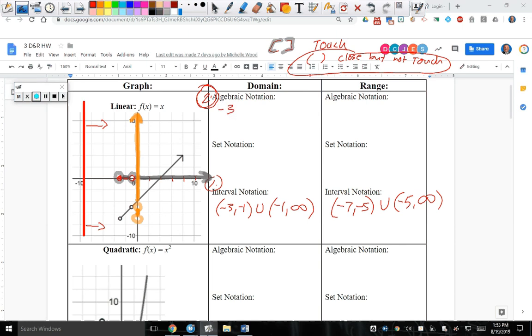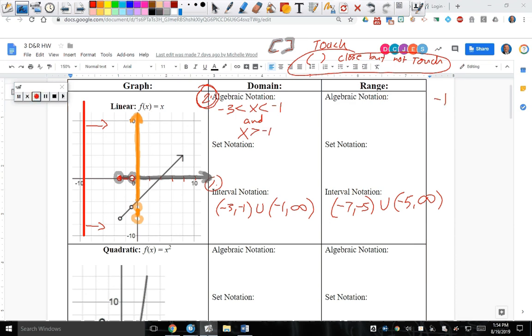-3 is less than x, which is less than -1. Perfect. Why did we not put equals? Because it's parentheses and not brackets. Brackets are touching, just like equals is touching. Okay? And then we're going to put the other one from -1 all the way to infinity. Emily, -1 to infinity. How would I write this? X is greater than -1. Perfect. X is greater than -1.